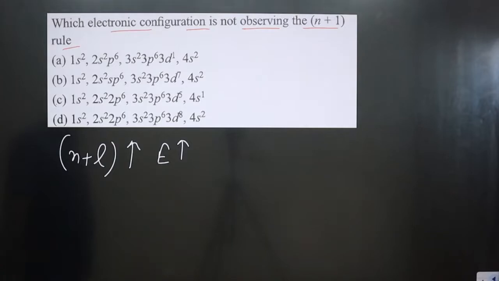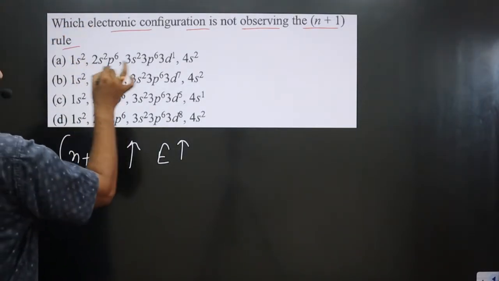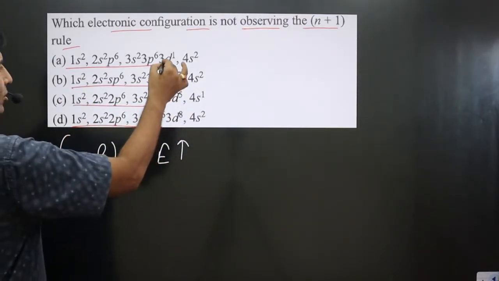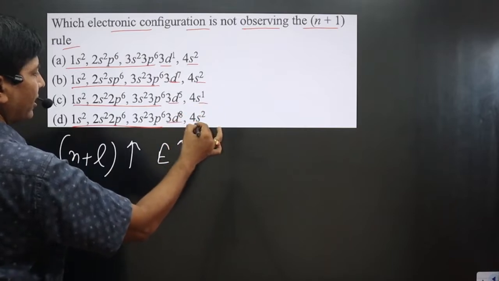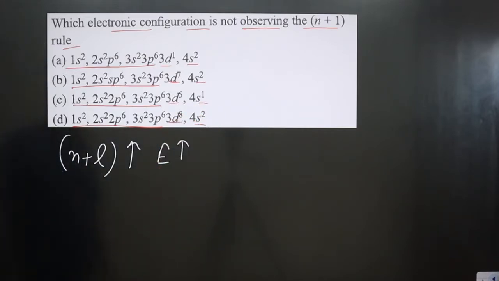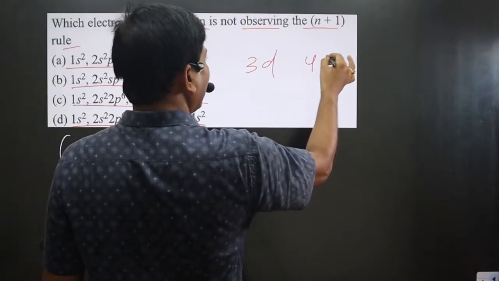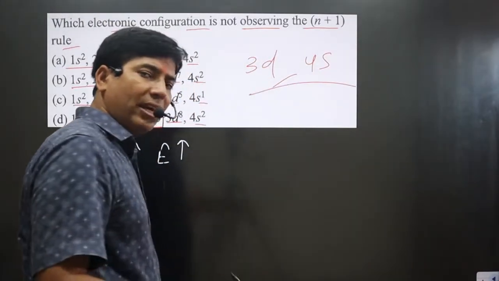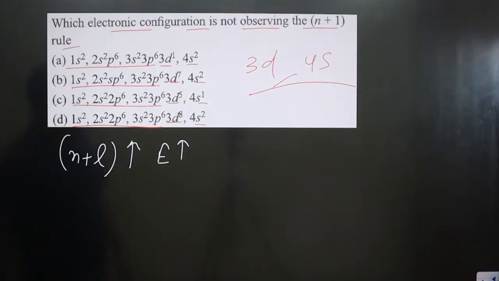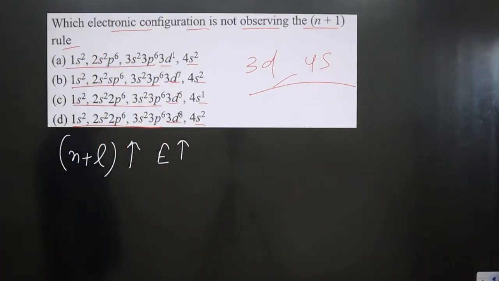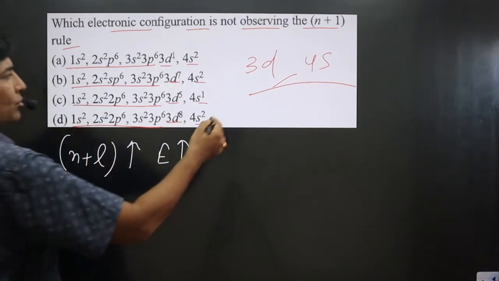Now pay attention carefully. If you look at the electronic configuration, it is the same up to 3p6, but for 3d and 4s we have the variation. So first of all we have 3d and 4s orbitals. We can calculate the n plus L value, and then we can decide which orbital should be filled with electrons first.